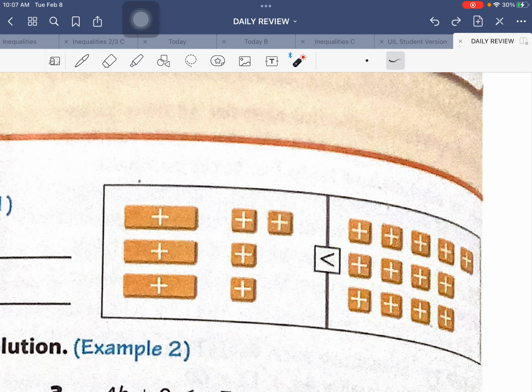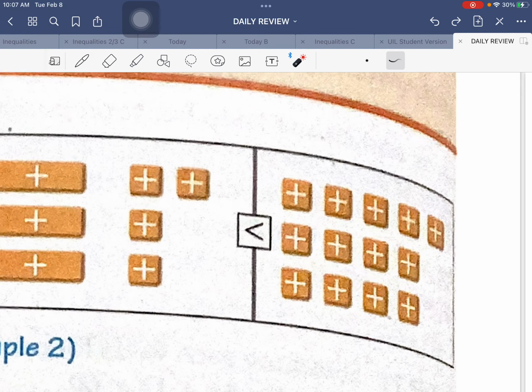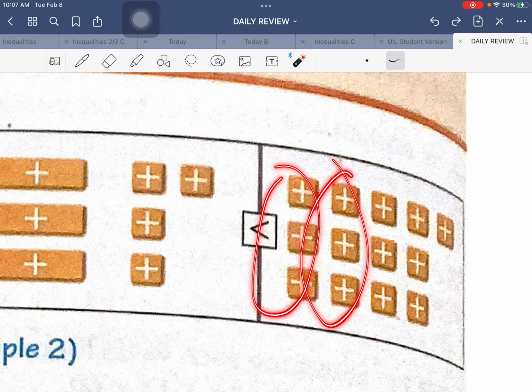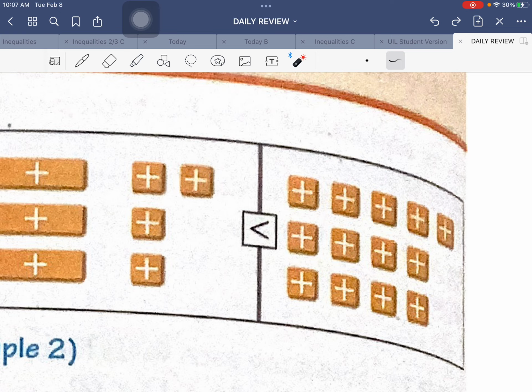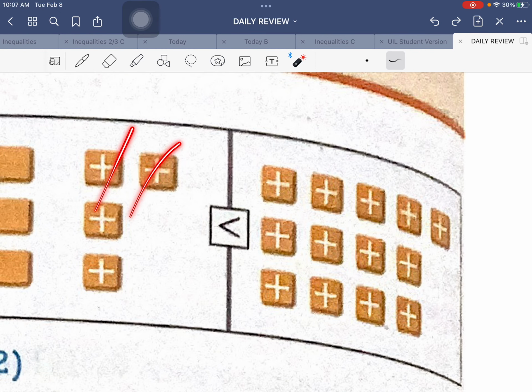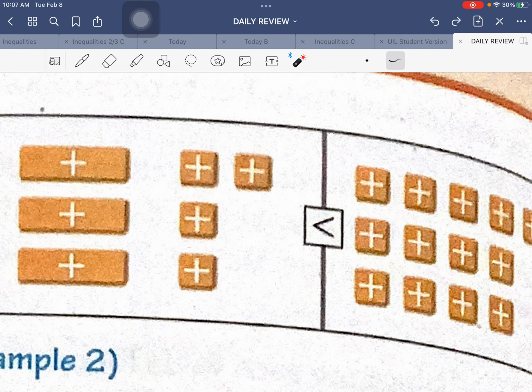What can we do in both sides? I'm sorry? Take away how many? 4. Why 4? But over here, there's like a little 1, 6, 12. There's 13 here. Why do I take away just 4? Because the left only has 4. So that's the only amount that we can actually take away.